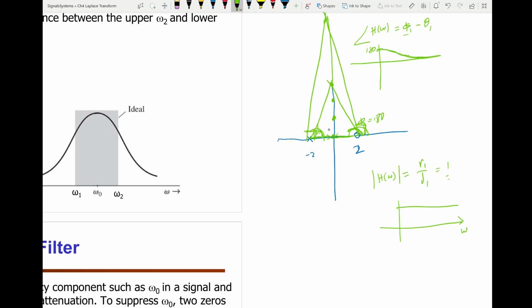So for a filter like this, the magnitude will not be affected, but the delay will change. So higher frequencies will be phase shifted less than low frequencies. And there are applications where you want to modify the phase.